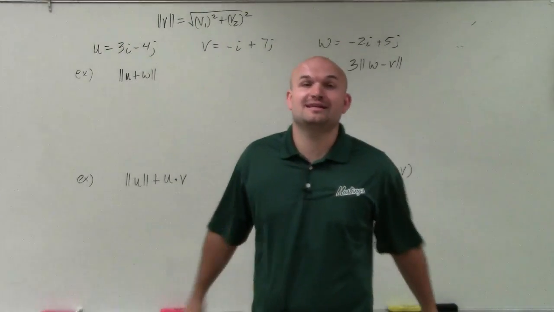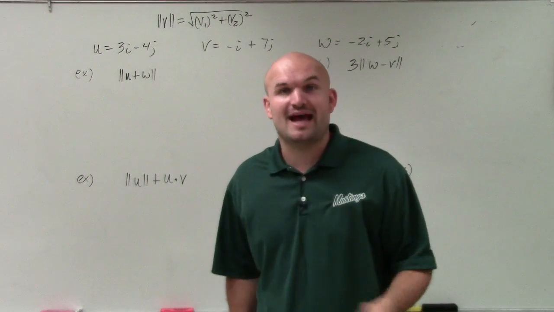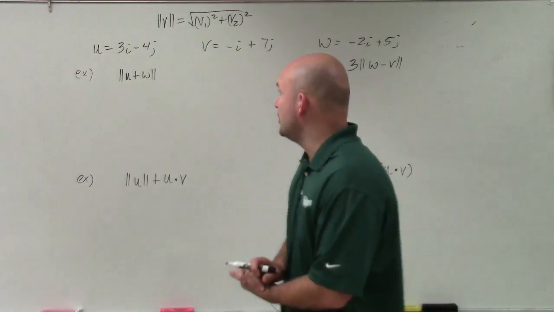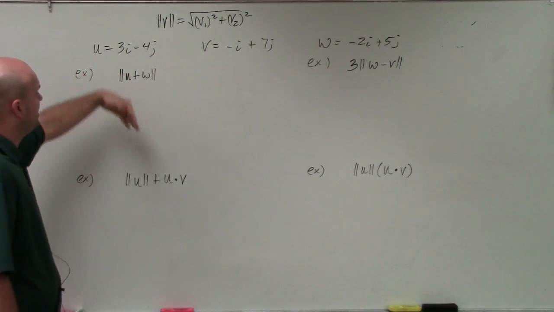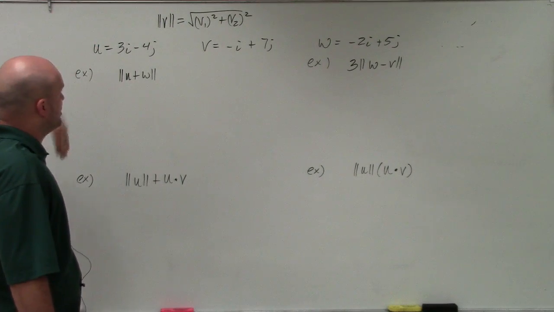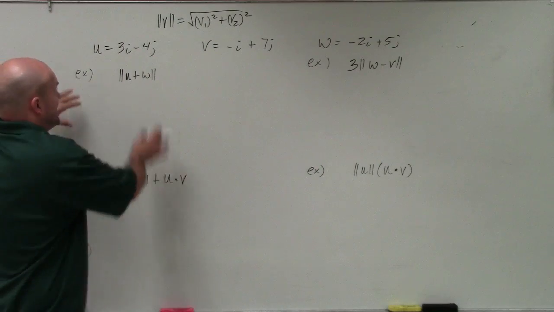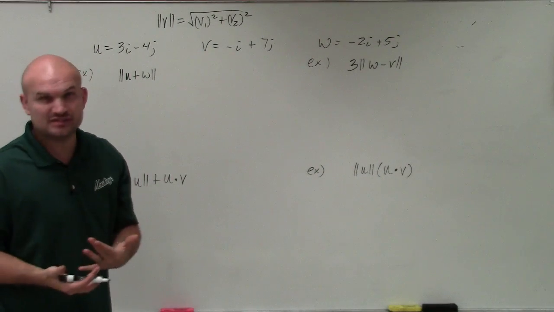Welcome, ladies and gentlemen. What I'd like to do is show you how to apply some operations when using the magnitude as well as the dot product. In this first example, I have the magnitude of u plus v. Following the order of operations, we're going to add our vectors u plus v, and then find the magnitude of that resultant vector.